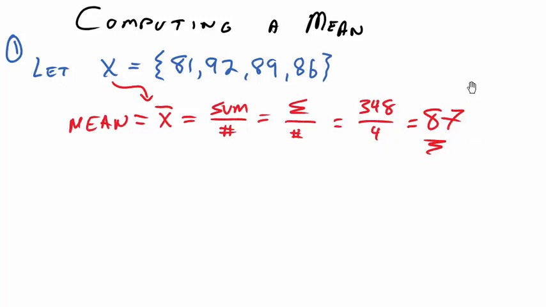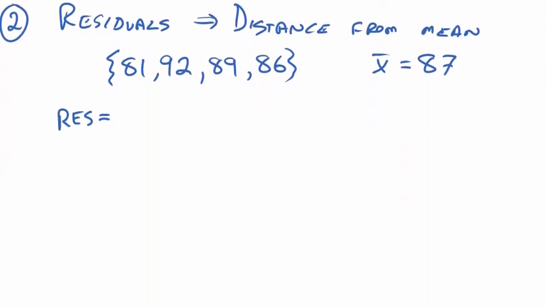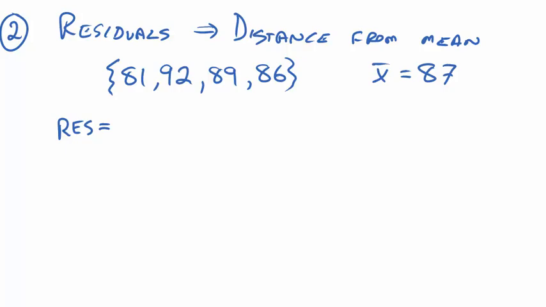So a property I would like us to be able to play with now is residuals. Residual is just the distance from the mean. We just computed that the mean of this data set was 87, so let's figure out how far each one is. Now residuals are going to be assigned numbers, not just the distance, but I need to know the distance in what direction. So 81 is 6 units below 87, so I will say its residual is minus 6. 92 is 5 units above, so its residual is plus 5. 89 is plus 2. 86 is minus 1.